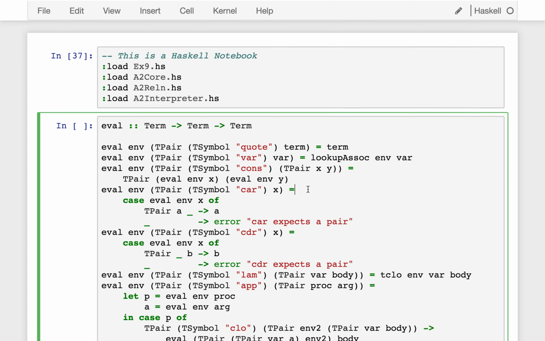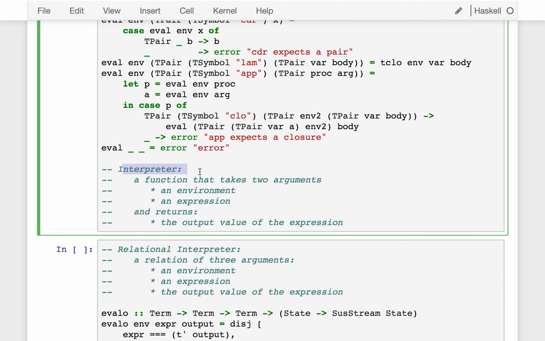So eval is an interpreter. And you wrote an interpreter in assignment 1. An interpreter evaluates code in some language and returns the output. And just like in assignment 1, our interpreter takes two arguments, an environment and the expression that we want to evaluate. And the interpreter returns the value of the expression.